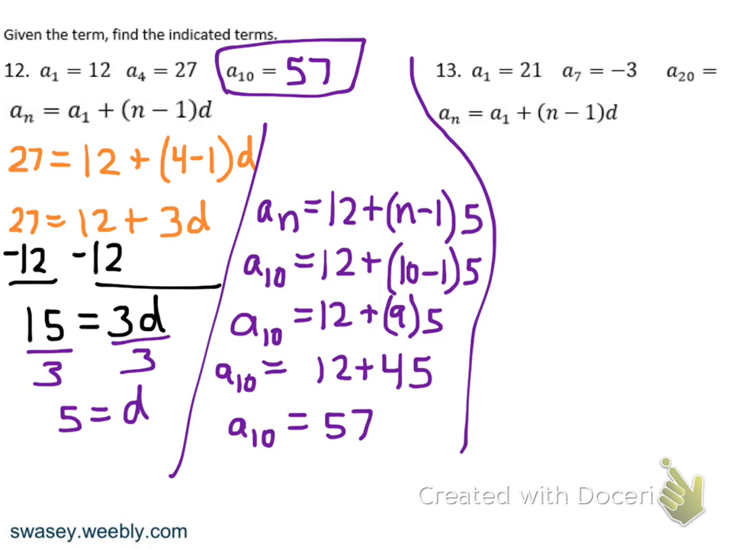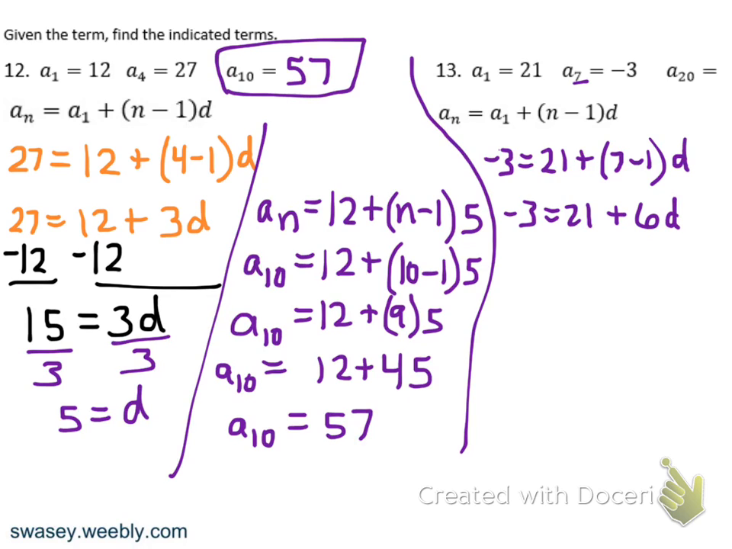Same idea on 13. We have the 7th term, so I'm going to replace n with 7. So our 7th term, negative 3, is equal to our first term, 21, plus our n here is 7. And our common difference, we don't know. Seven minus 1 gives us 6.